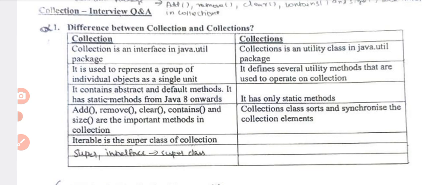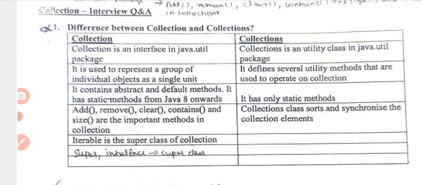Let us see the difference between Collection and Collections. Collection is an interface in the java.util package. Collections is a utility class, it is not an interface. If it is Collection without an 's', it is an interface. If it is Collections with an 's', it is a class. The utility class is also in the java.util package.